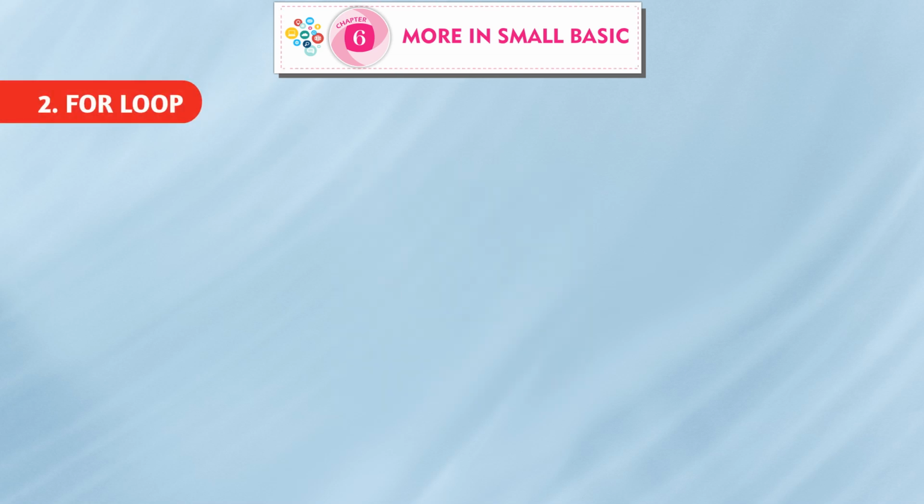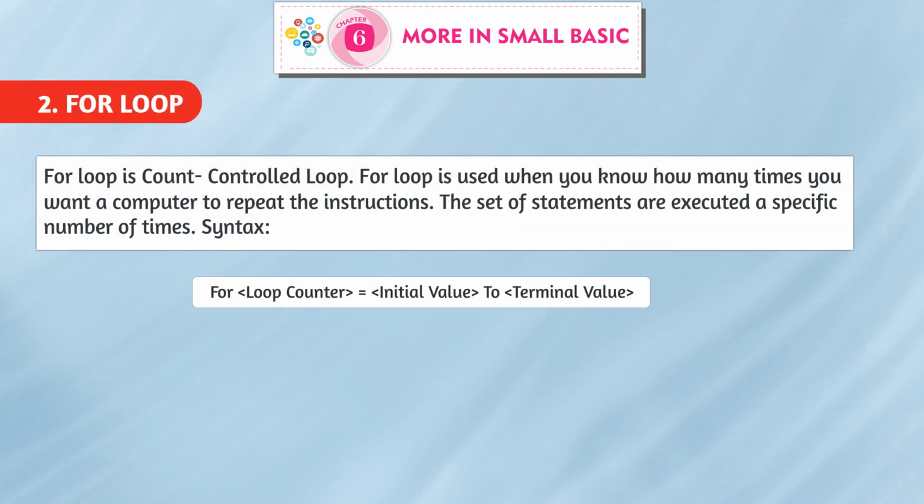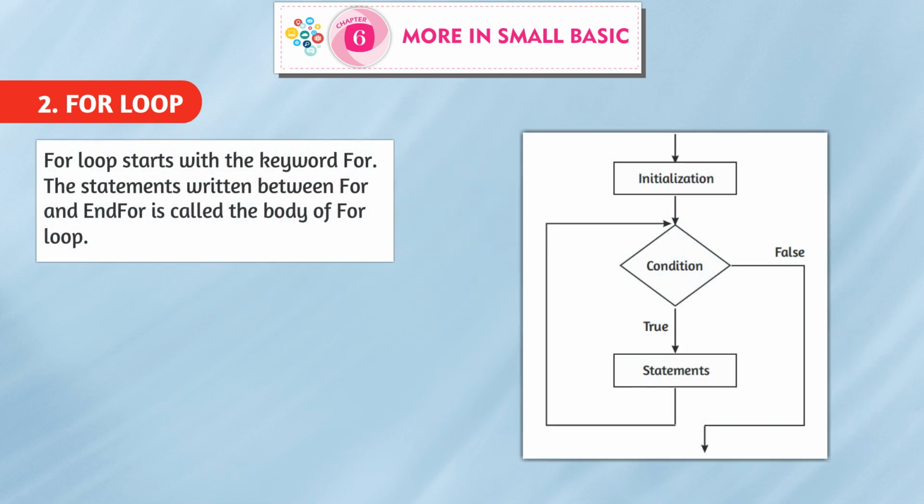2. For loop. For loop is a count-controlled loop. For loop is used when you know how many times you want a computer to repeat the instructions. The set of statements are executed a specific number of times. Syntax. For counter = initial value to terminal value. For loop starts with the keyword For. The statements written between For and End For are called the body of for loop.